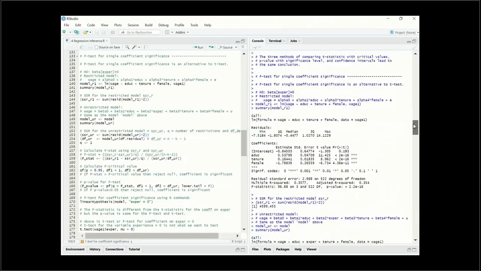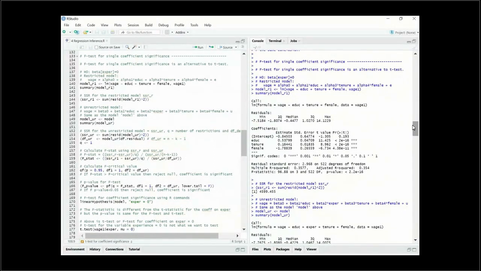Now we're going to be moving to the f-test. And the f-test could be used also for a single coefficient significance. That's an alternative to a t-test. Most people don't do it because it's much more convenient to look at the table and do a t-test for a significance of an individual coefficient. But we can do it with the f-test, so let's start that way.